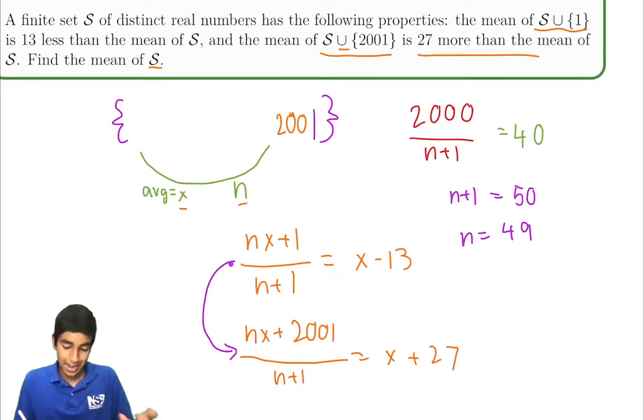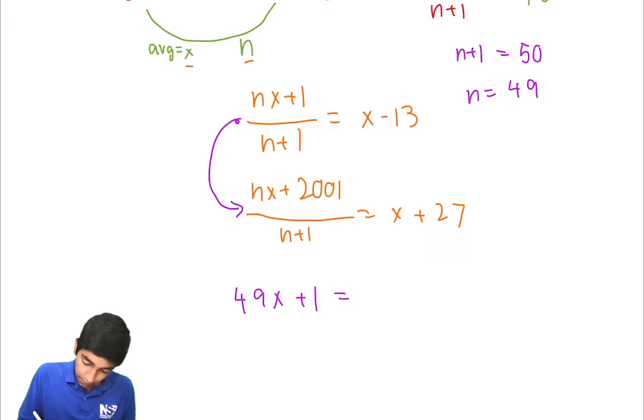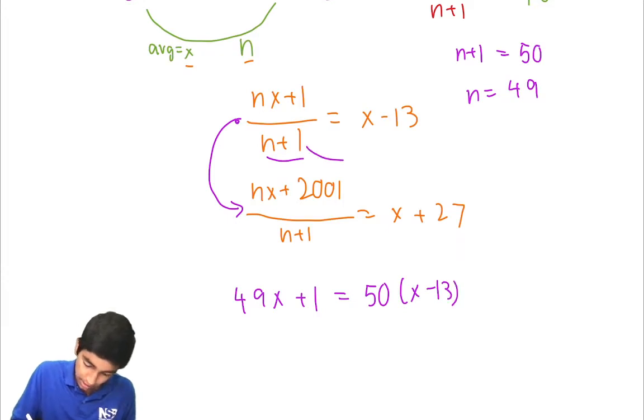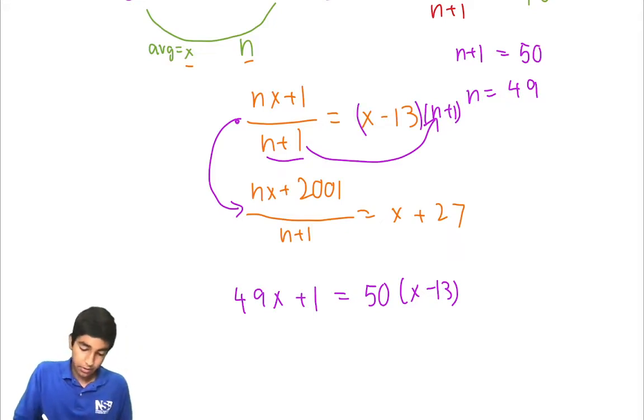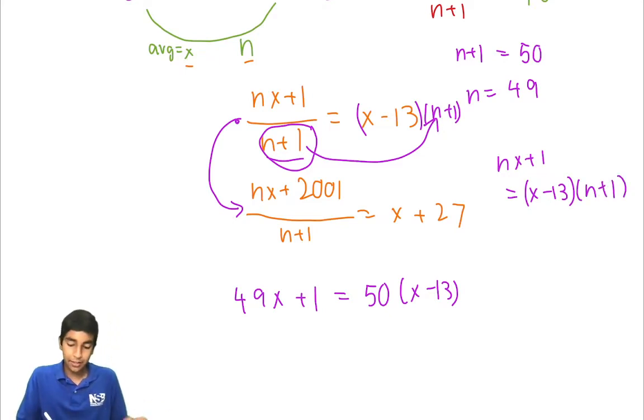Now we just solve for x. And this isn't too hard. We have 49x plus 1 equal to 50, n plus 1 is 50, times x minus 13. Because you can move this to this side here, you get times n plus 1. Once you move this away, we're just left with nx plus 1 equals x minus 13 times n plus 1. And plugging in n, we get this equation over here.